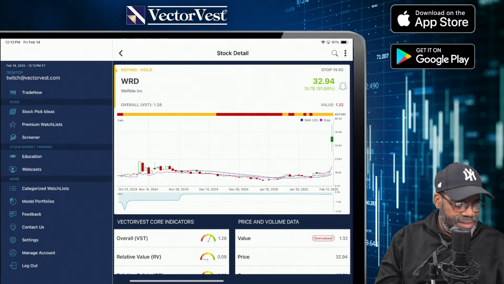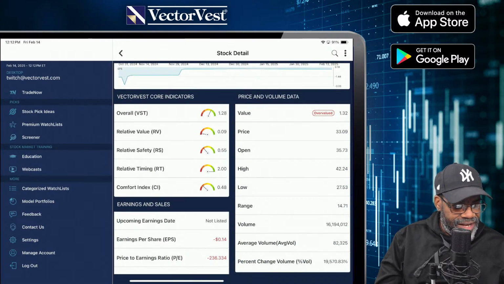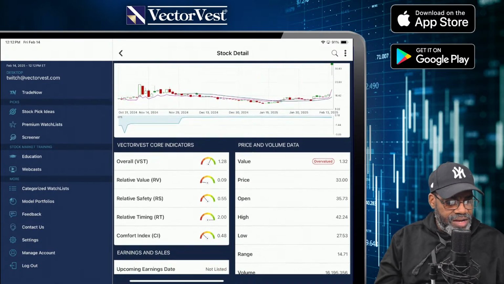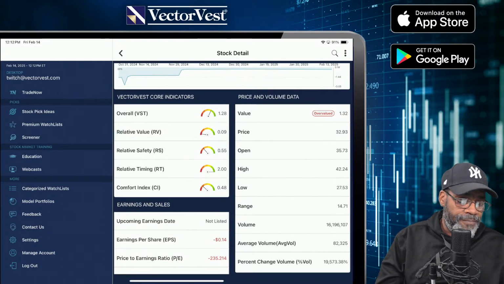WeRide, look at that. That stock's earnings have been, where's the earnings? Earnings is negative 14 cents. All right, looking at the fundamentals in the stock, RV is just right at 1, which may not be a bad thing if it can get above 1. Relative safety is low. Timing is at 2. Why? Because of the big push on the stock today. CI below 1. The stock is not resilient to downtrends.